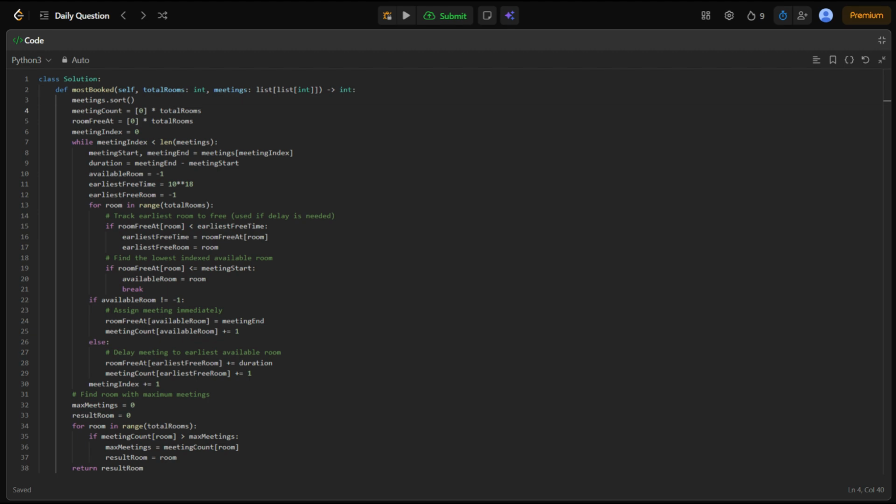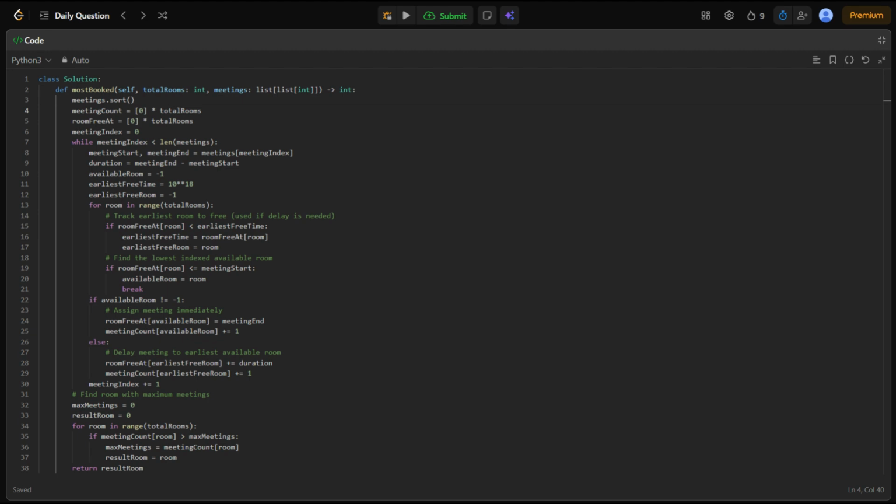Step 3. Process each meeting one by one. For every meeting, we extract its start time, its end time, and calculate its duration. Now we attempt to assign this meeting to a room. Step 4. Try to find an available room. We scan rooms from lowest index to highest. 2 things happen during this scan.